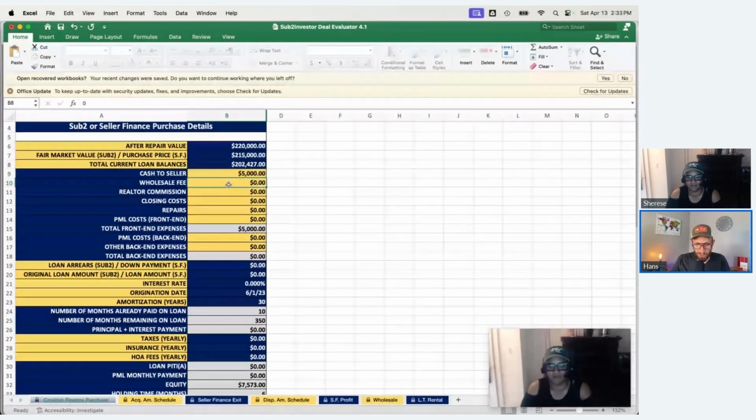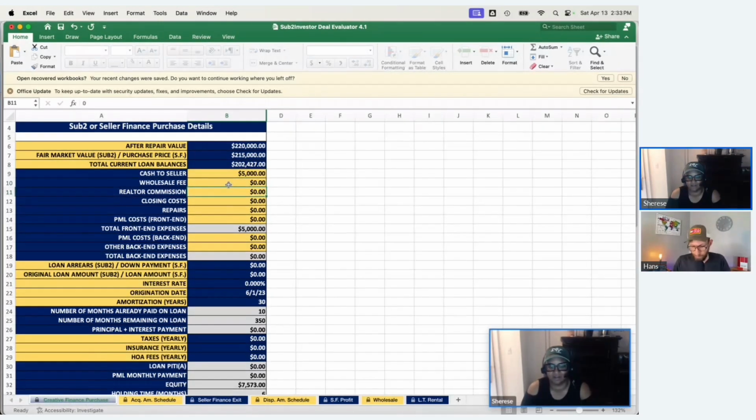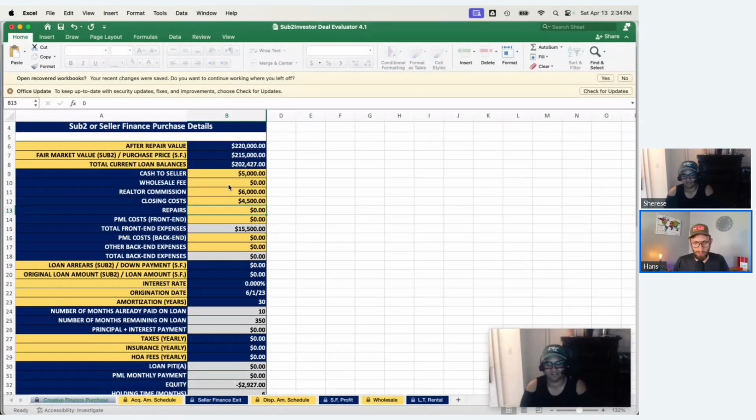So we could just put $6,000 in there. Okay. Closing costs, Texas deal, $4,500. If we're going to sell it on seller financing, we're not going to put any repairs into it. So we'll leave that at 0.